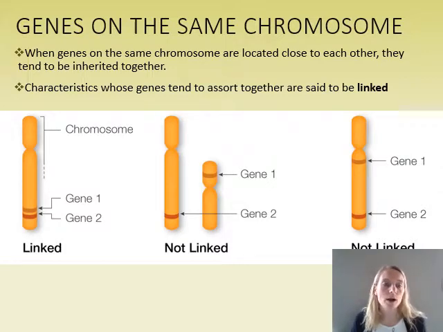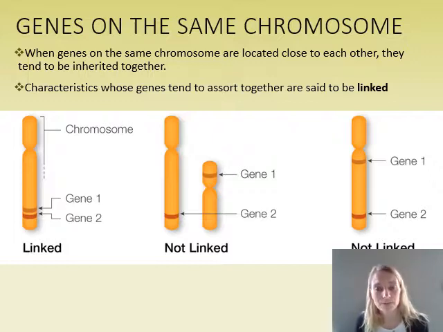Okay, so the next topic is not quite an inheritance pattern, but it does play a role in how genes are passed on to generations. So again, another lucky thing with Mendel is all of those traits that he was looking at with his pea plants, they were probably found on different chromosomes or maybe far apart on different chromosomes.